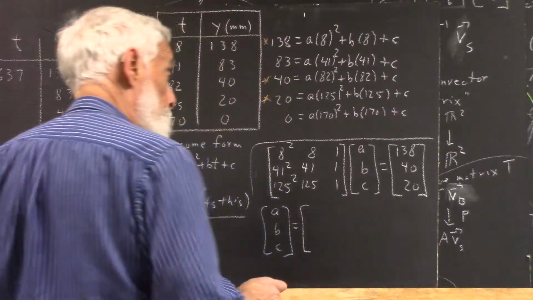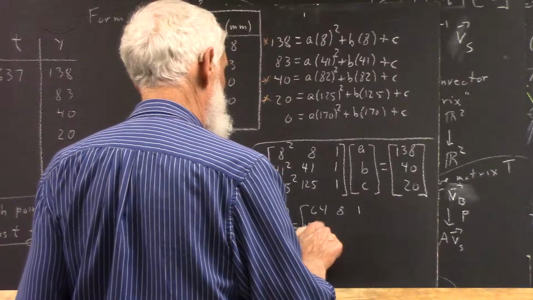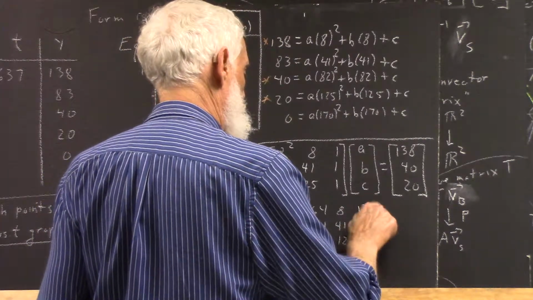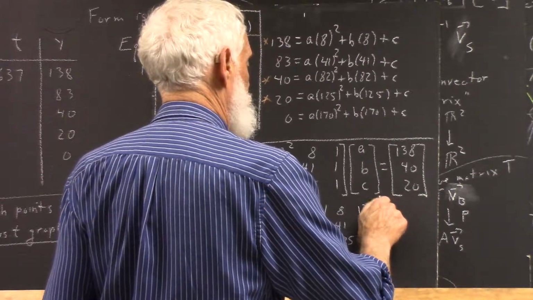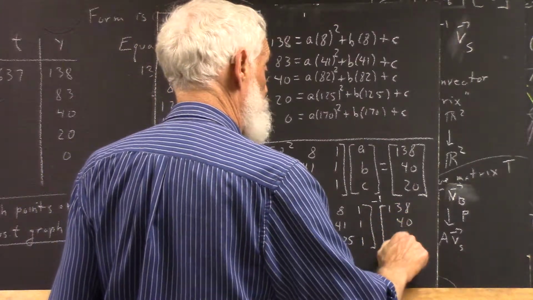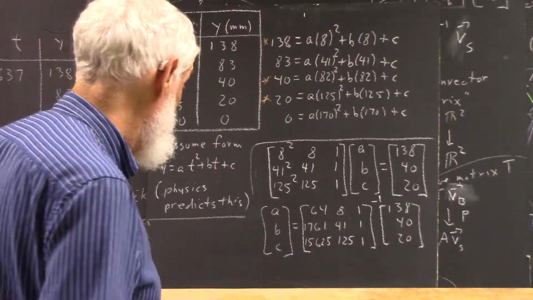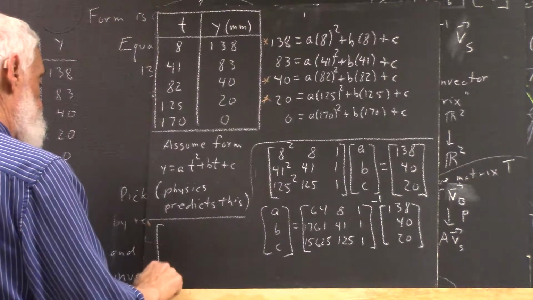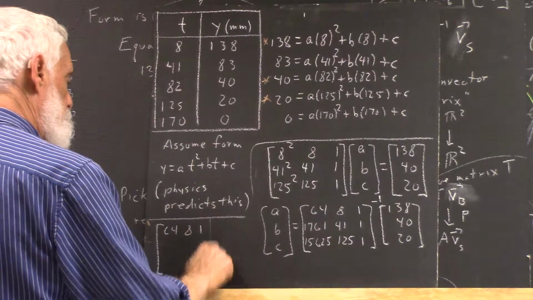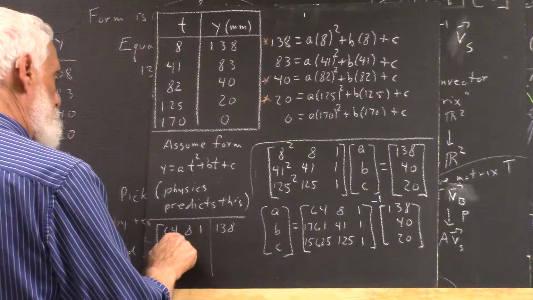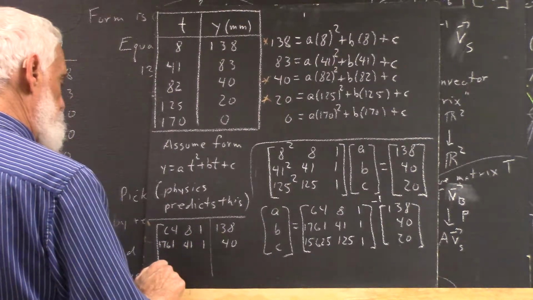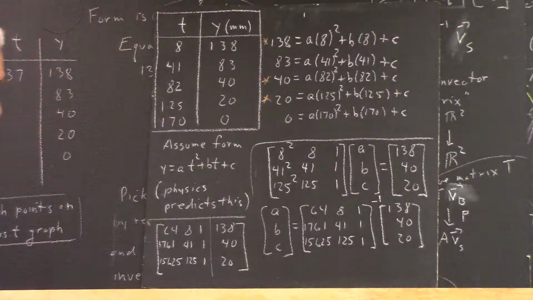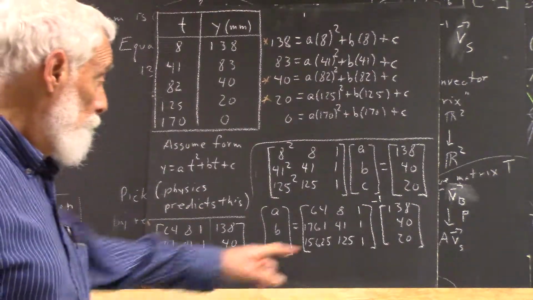So this matrix could be that, so let's pretend that I got the matrix right. That'd be 64, 8, 1, 1681, 41, 1, 15625, 125, 1. I would have to do the inverse matrix times 138, 40, 20. I'd have to invert this matrix, and you could do that. And the other thing is, we could also do this by reducing the augmented matrix. And we get our solution either way for A, B, and C.